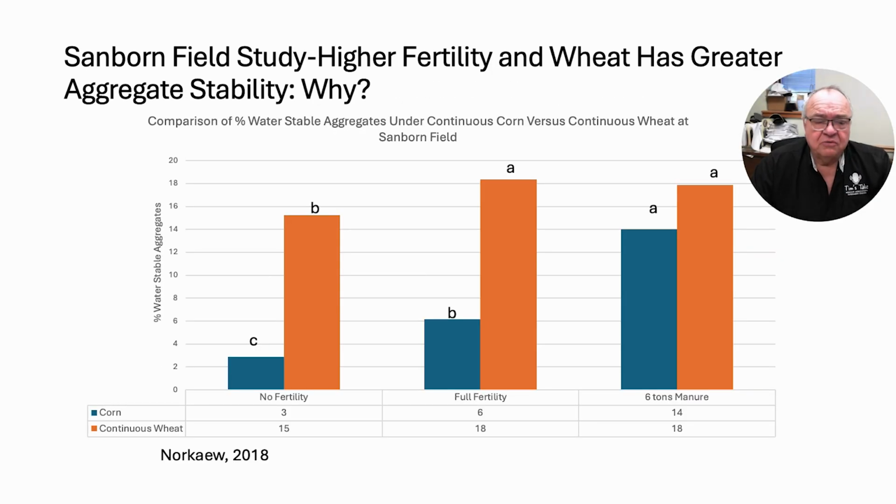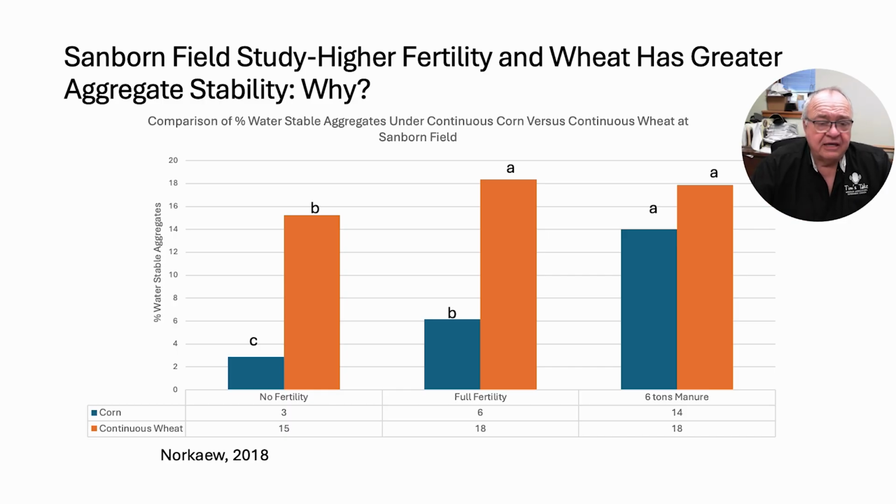This shows the comparison between corn in the blue, which is continuous corn, and continuous wheat in the orange. On the x-axis, we have no fertility, full fertility, meaning NPK and lime, and our 6 tons of dairy manure. Let's take a look at corn first. Just like in the soil biology, we see a stair step. With no fertility compared to full fertility, we see a slight but significant increase in water stable aggregate stability. But then with manure, we have a much, much larger aggregate stability.